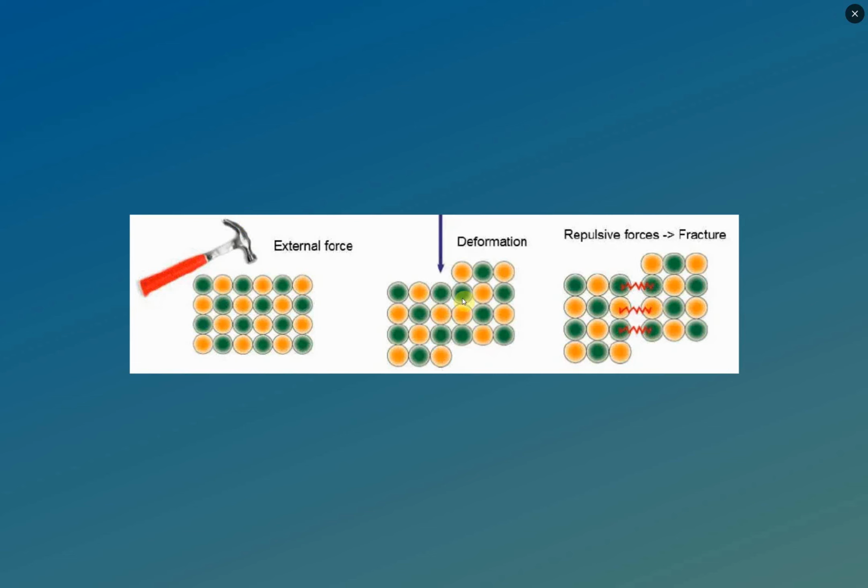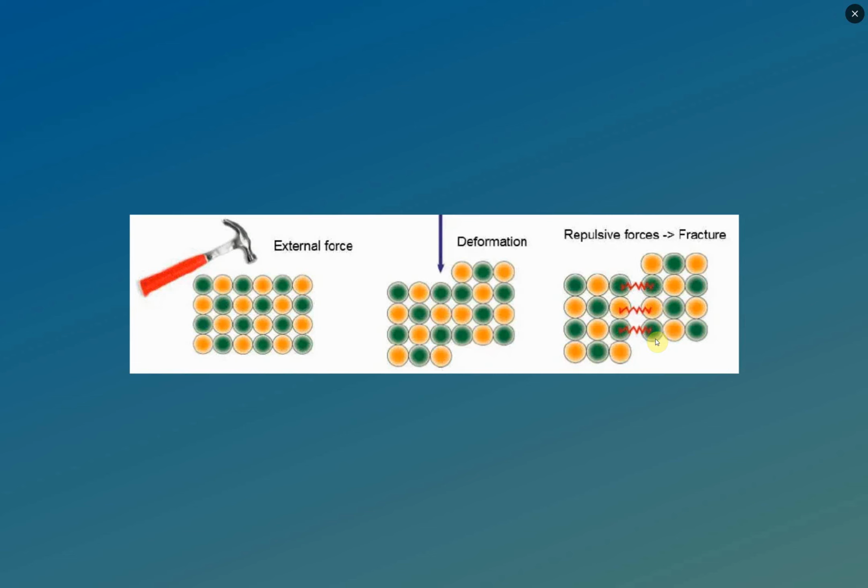When I do that, I force the ions to move, but when I do that, I'm going to get an alignment now of like charges. So we're going to get positive charges next to positive charges, negative charges next to negative charges, and what happens when like charges are next to each other? They repel. So since they repel, they're going to break apart. So that's why when we're comparing between ionic solids and metallic solids, one is malleable, but the other is brittle. Are we good so far with that?